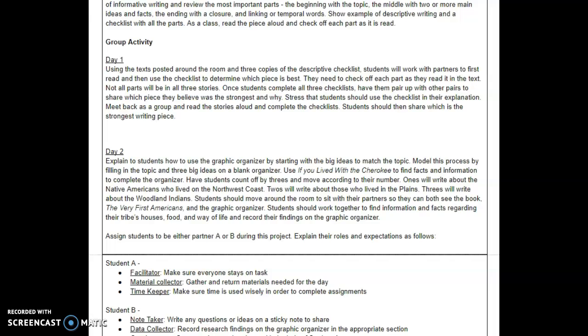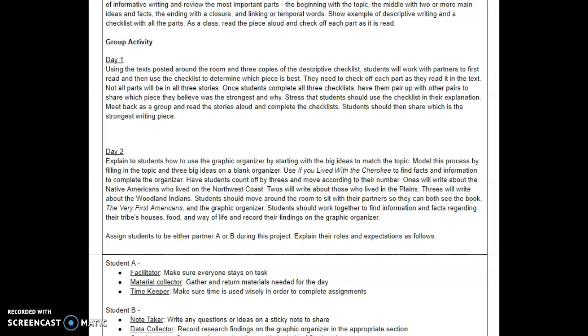Once students complete all 3 checklists, they're going to pair up with other pairs to share which piece they think is the strongest and why. Stress that students should use the checklist in their explanation. And then we're going to meet back as a group, read the stories aloud and complete the checklists, and then share aloud which is the strongest and why.